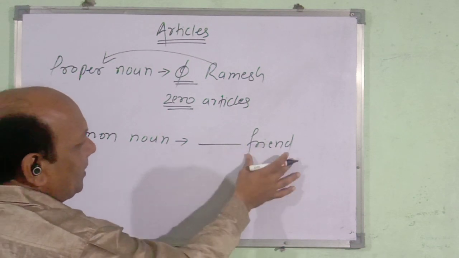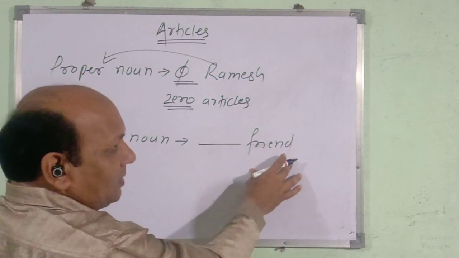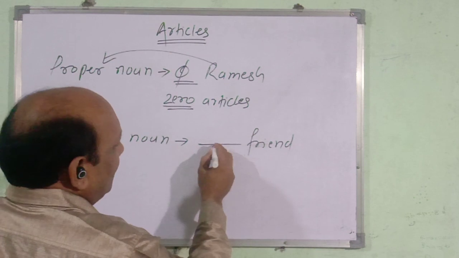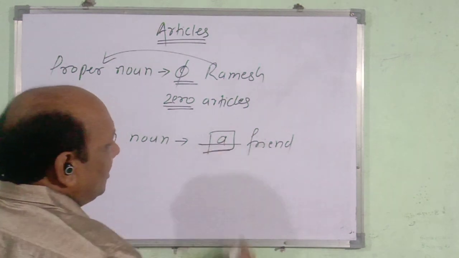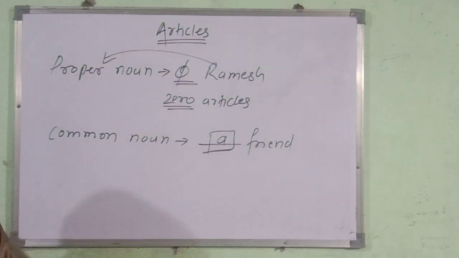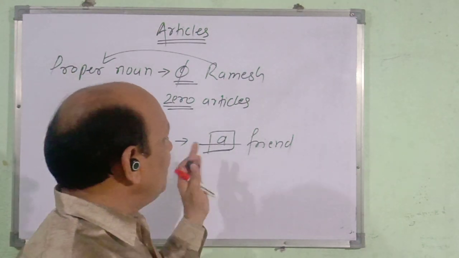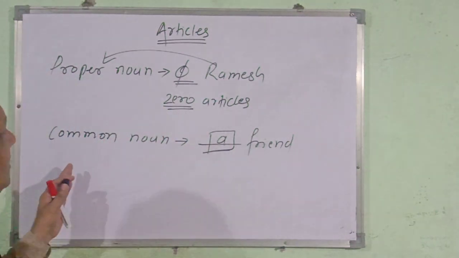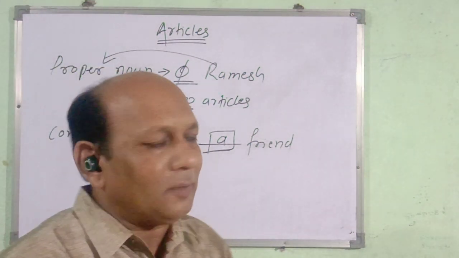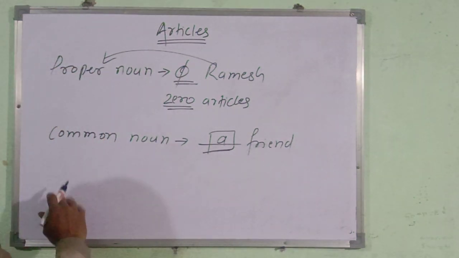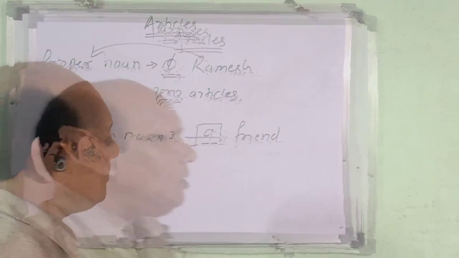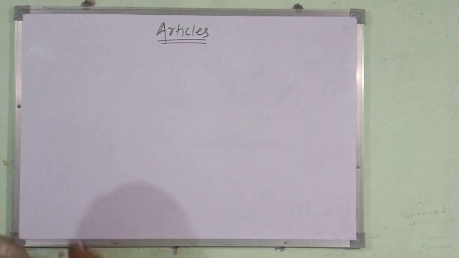For example, if the friend is particular or definite, that one is the friend. And when you are talking about the common or the indefinite, at that time you have to use a article. Getting or not? A friend. That one is the use of a article with a noun in English grammar. So dear students, I think you are clear where you have to use the article. Afterwards, we will see the definite and the indefinite article.